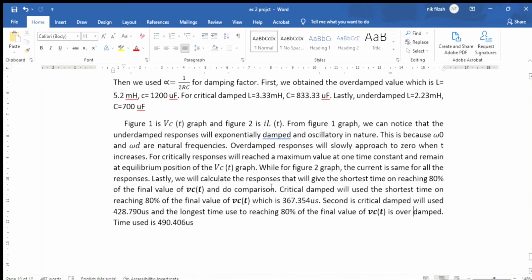Okay, so for the critical damped, we will use the shortest time on reaching 80% of the final value of VCT, which is 367.354 microseconds. Second is critical, then we'll use 428.790 microseconds, and the longest time used to reach 80% of the final value of VCT is the overdamped, which is 490.406. So that's all from me. Thank you.